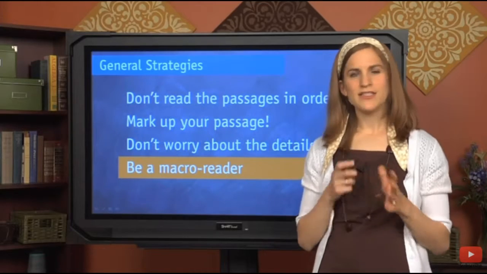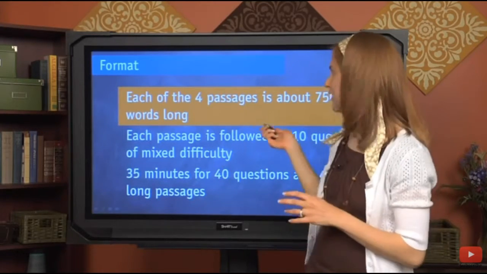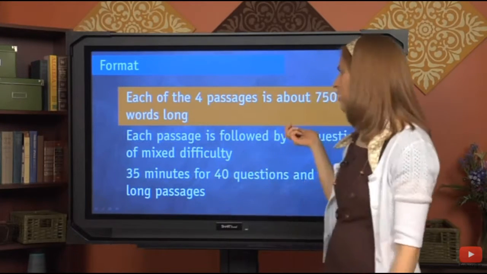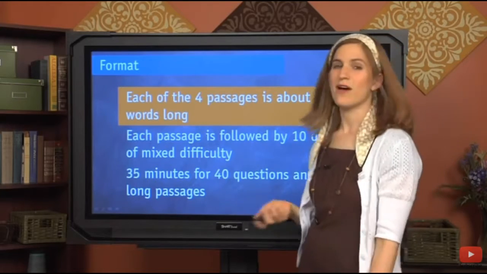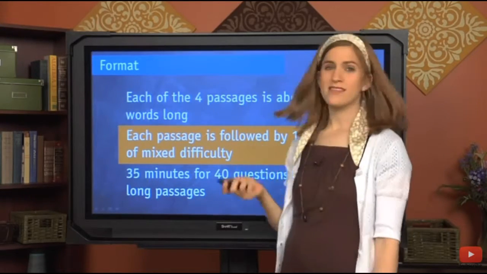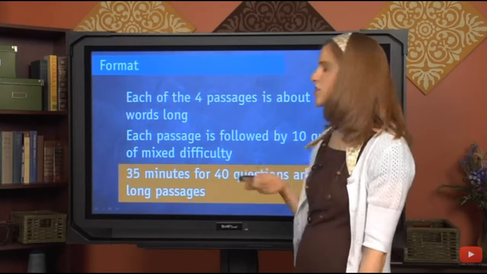But first, let's just take a quick look at the format, just so you have an idea of what it looks like. We did talk about this earlier when we did the intro, so I'm just going to rush through this. Remember, each of the 4 passages is about 750 words long. There's 10 questions of mixed difficulty on each passage, and 35 minutes for 40 questions and 4 long passages. Not a lot of time, a lot of reading, which is why you need some great strategies that we'll get into in a minute.